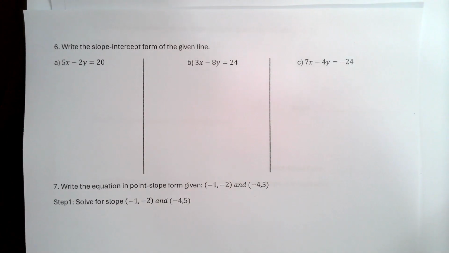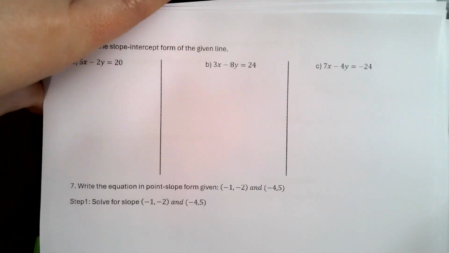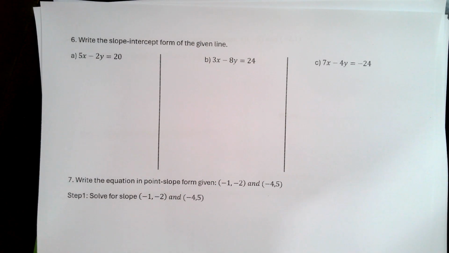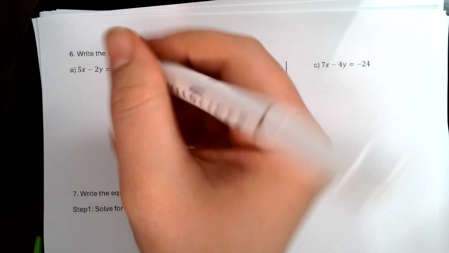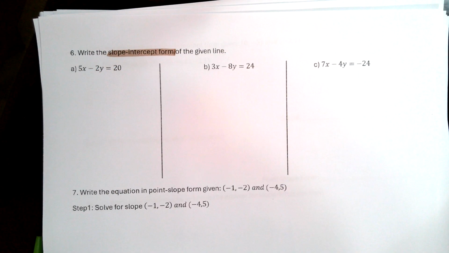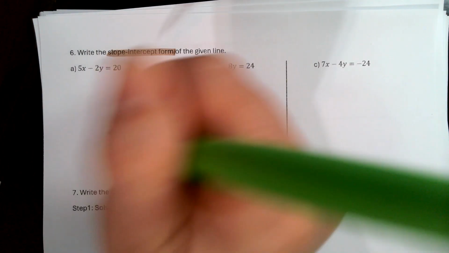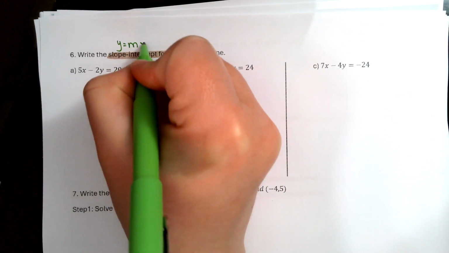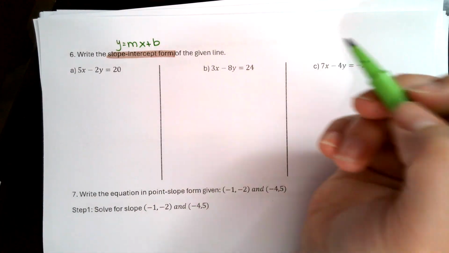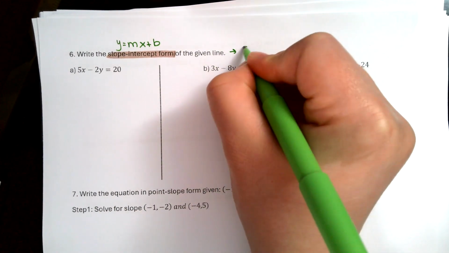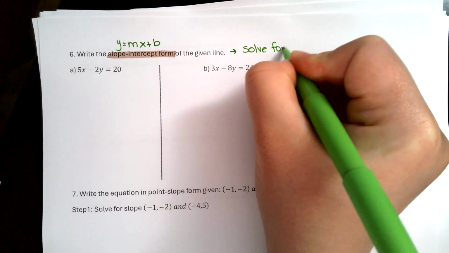For the next one, it says write the slope intercept form for the given line. Okay, so you got to be careful in reading the directions and what these questions are asking. We want slope intercept form. And that slope intercept form looks like y equals mx plus b. Okay, so what is this question actually asking? It's asking you to solve for y.